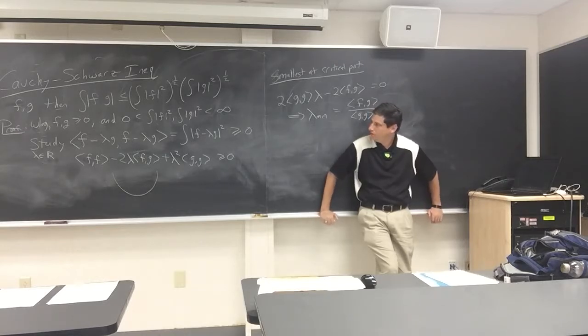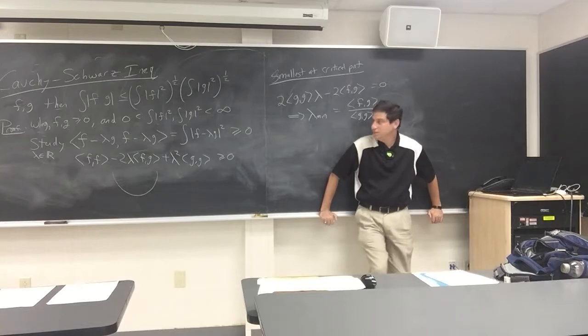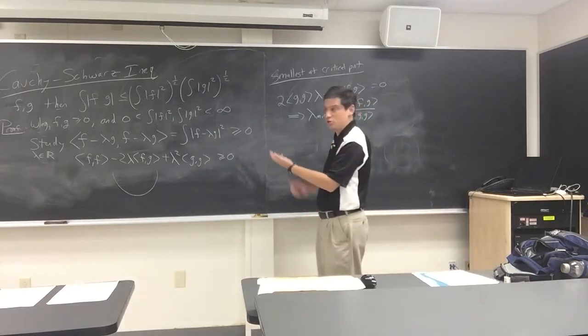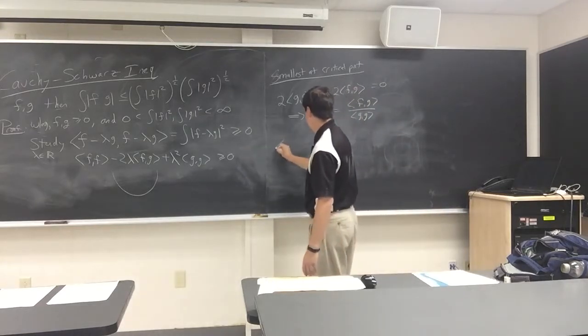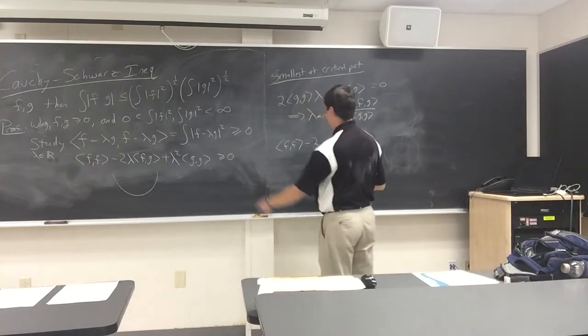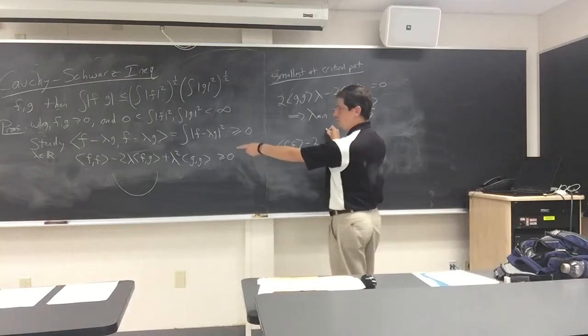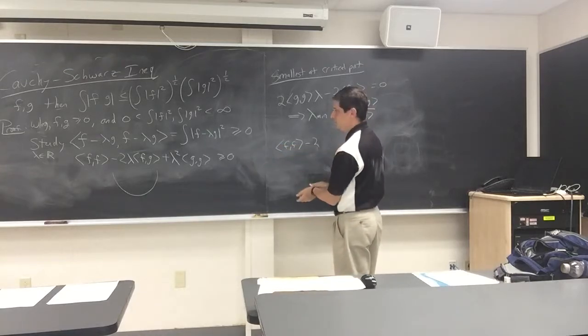All right. Now that we know what value of lambda gives us the smallest value of this quadratic, what should we look at? So we've got the point. What should we do with this point now? Yeah, let's plug it in. Let's see what that value is. So the smallest our quadratic will be is f dot f minus 2 times, now we put in lambda, so we'll have f dot g over g dot g times f dot g.